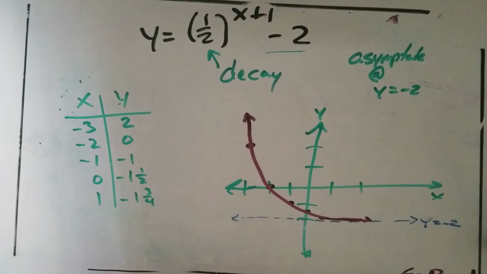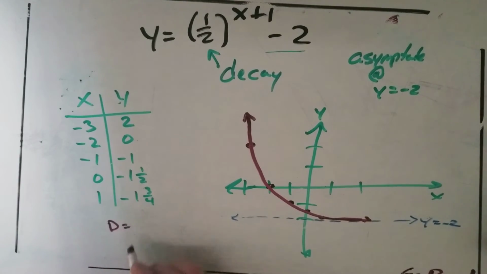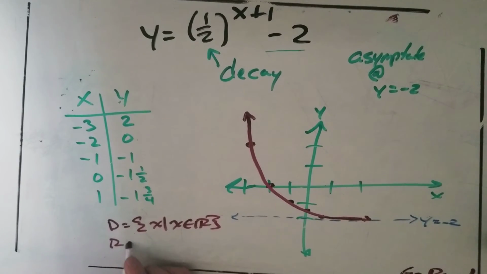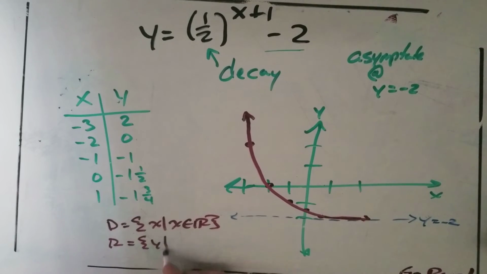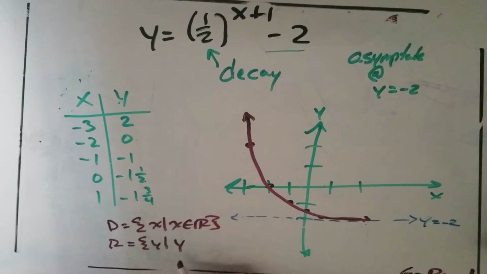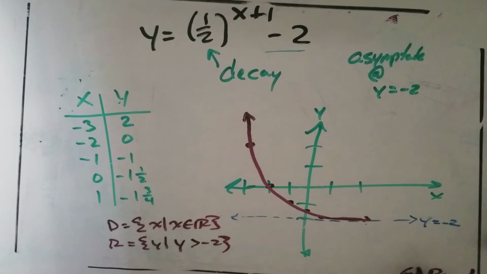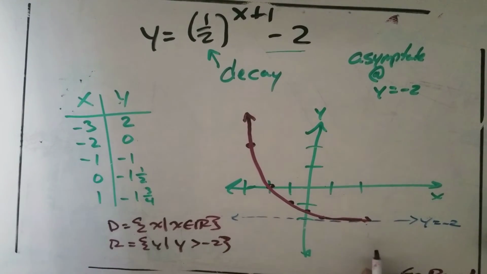And if we want to state our domain, again, domain is going to be all values of x such that x is an element of the real numbers. And our range is going to be all values of y such that, well, y can be anything that's larger than -2, because we approach the line y equals -2, but we never quite touch it. That's why it's an asymptote there.